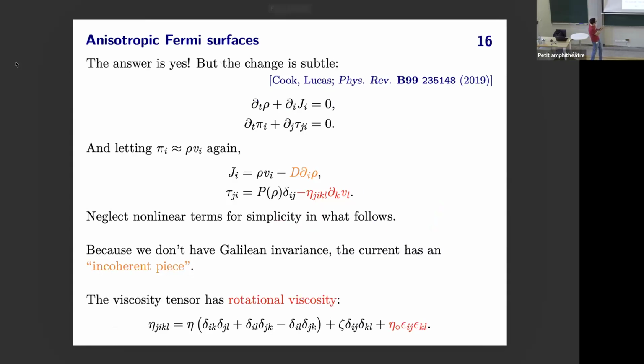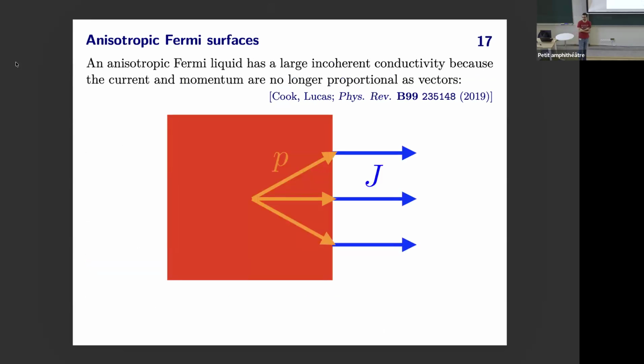So the first one, in orange here, is what is called incoherent conductivity or incoherent diffusion. In a Galilean invariant fluid, we said that the current is proportional to fluid velocity, or proportional to momentum density. This is a consequence of Galilean symmetry. But a hexagonal Fermi surface cannot have Galilean symmetry, because rotation is part of the Galilean algebra. So we don't have Galilean invariance, and it turns out we have a very strong incoherent contribution to the conductivity. The microscopic mechanism here is, I hope, easy to intuit.